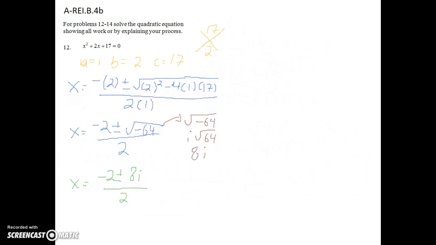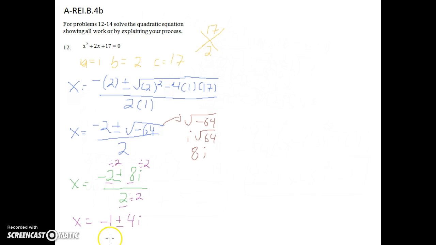So we look at these three numbers now. The 2, the negative 2, the 8, and the 2. And we said they all have a 2 in common. So what we can actually do is divide all of those numbers by 2. So divide by 2, divide by 2, divide by 2. So we get negative 1 plus or minus 4i.